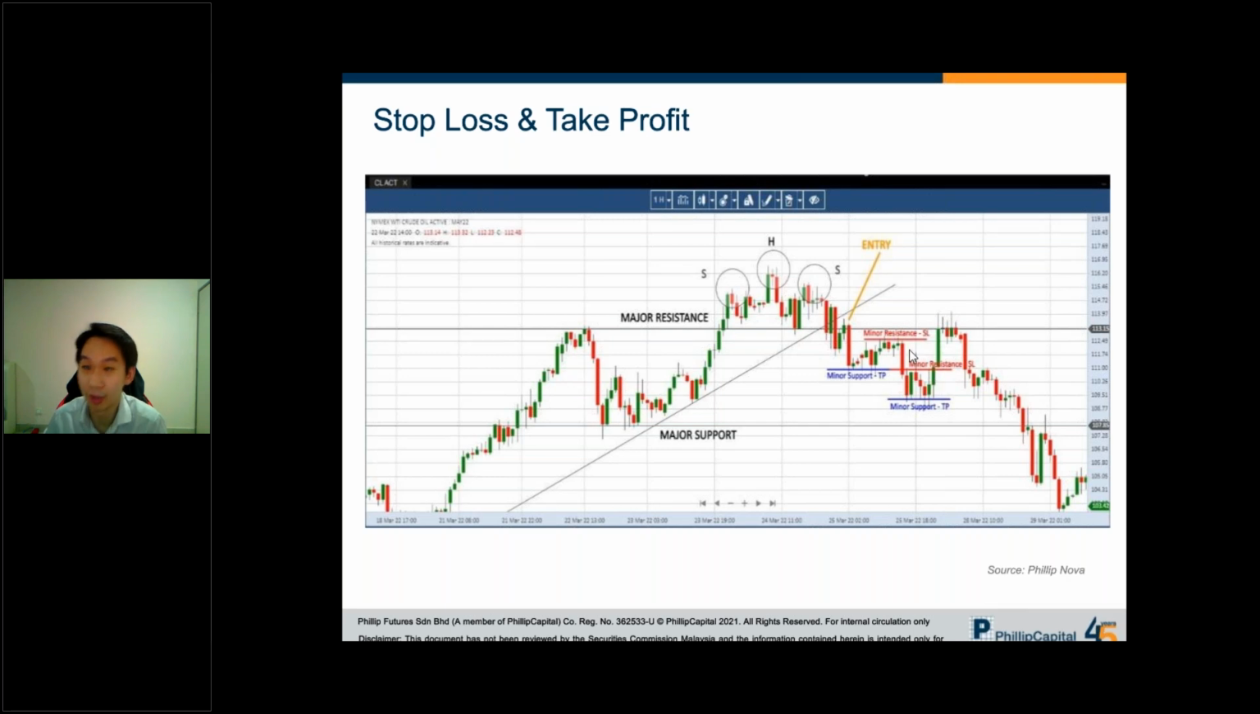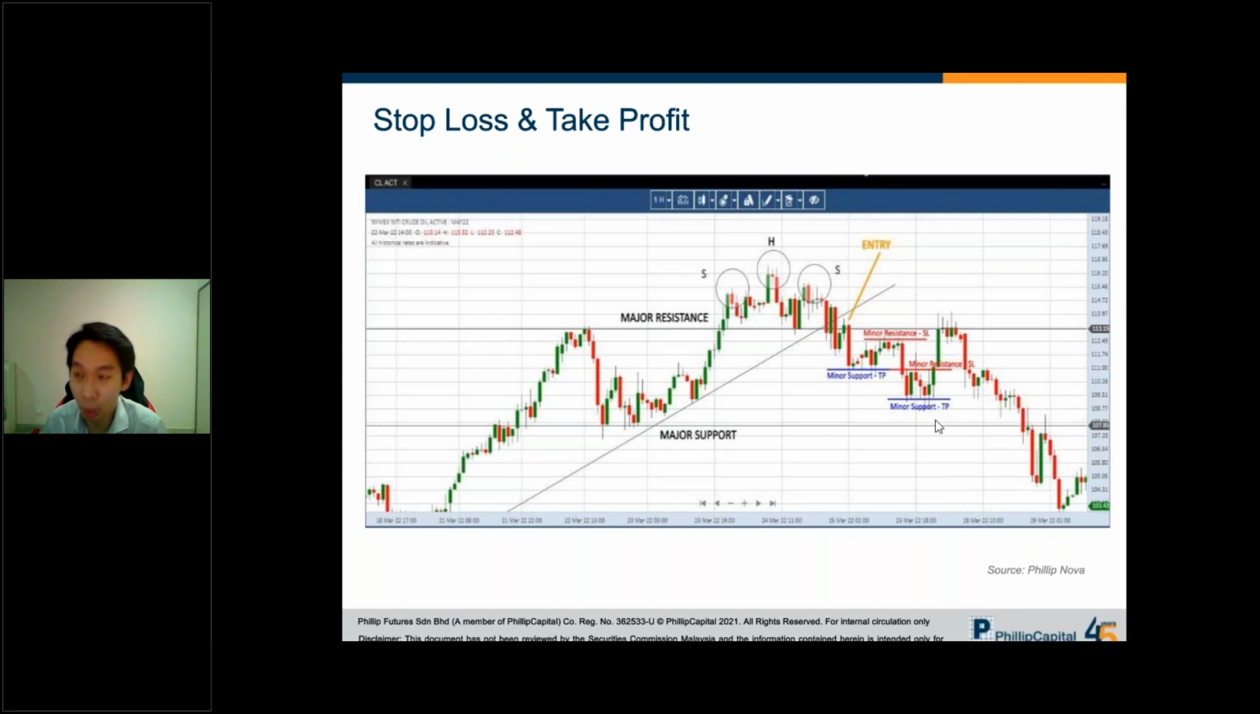Okay, remember we always move our stop loss, so we move from entry to the first minor resistance, then we move to the second minor resistance. Okay, once we break above the second minor resistance, we have to cut loss. Okay, so basically for this trade, you will have a profit from the entry point to the first minor support. Okay, if you are lucky, you will get your second minor support as a take profit level. So basically that's how you manage your trade.